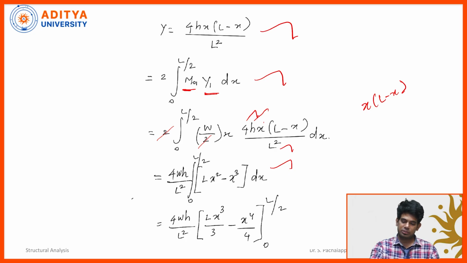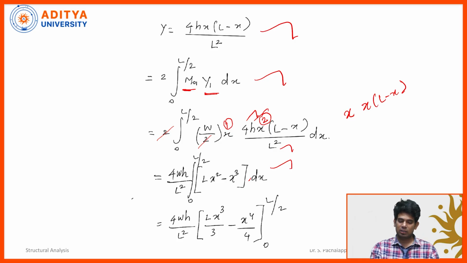So here we can see 2x is there. This is the first x and this is the second x. So x into x is x square, multiplied by L gives L x square, and then x square multiplied by x is x cube. Okay, got it. Now it's 4wh by L square.